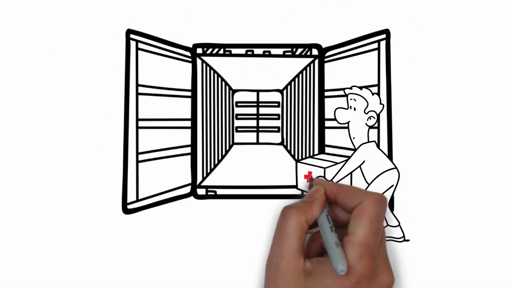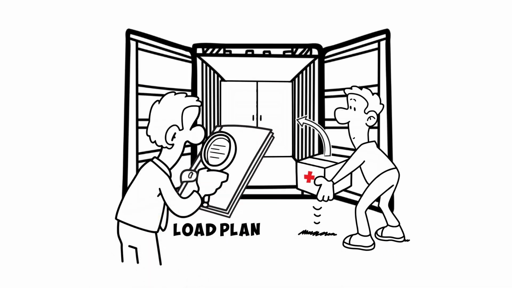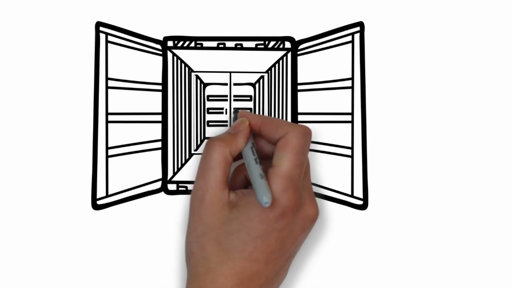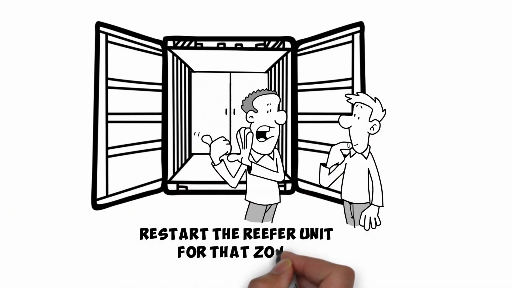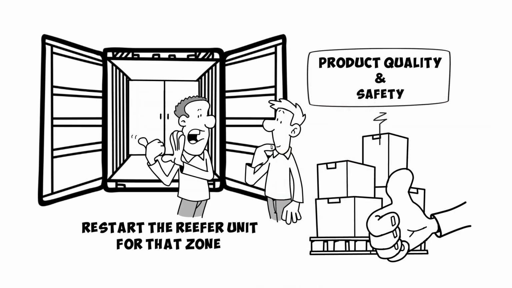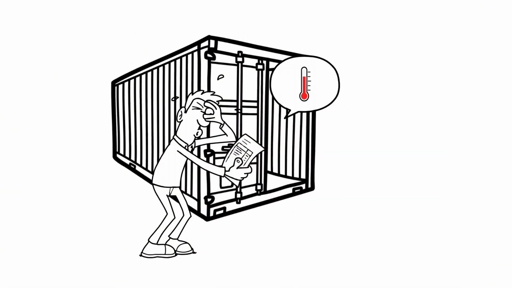When loading temperature-sensitive items, pay close attention to bulkhead placement as outlined in the load plan. Secure each bulkhead immediately after completing a container zone and notify the appropriate person to restart the reefer unit for that zone. These steps are critical to maintaining product quality and safety. Failure to follow them can lead to temperature abuse.